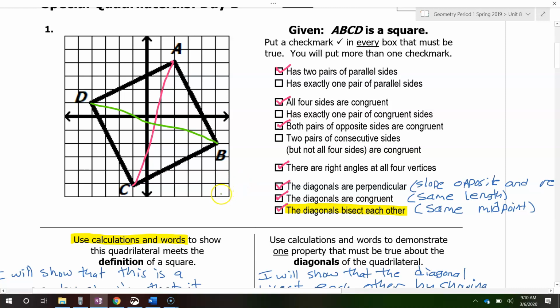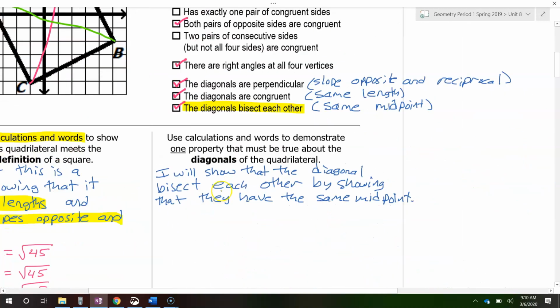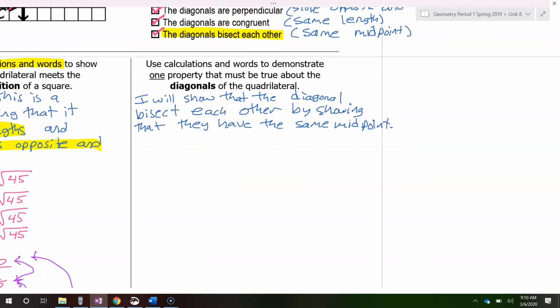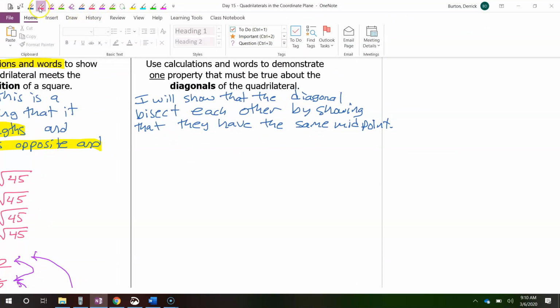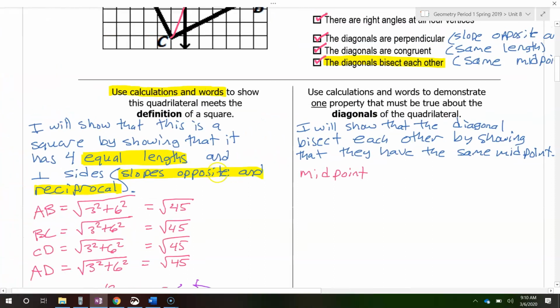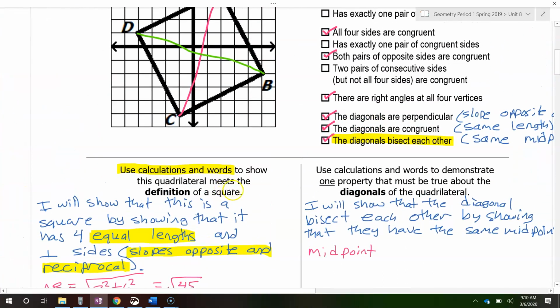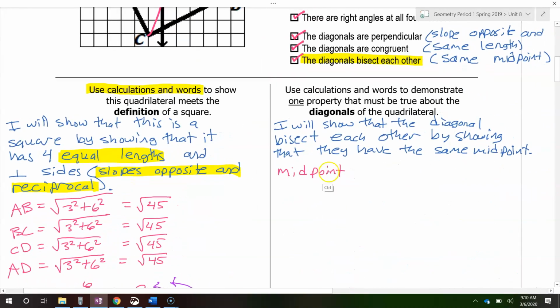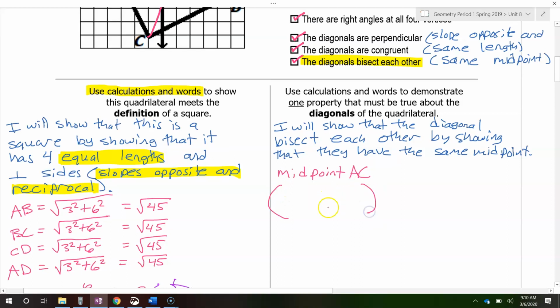I need to prove that they have the same midpoint. What is the midpoint formula? What do I do? Correct. All right. You can think of midpoint as the average of the x's and the average of the y's. Let's do AC first. So the midpoint of AC is going to be the following.